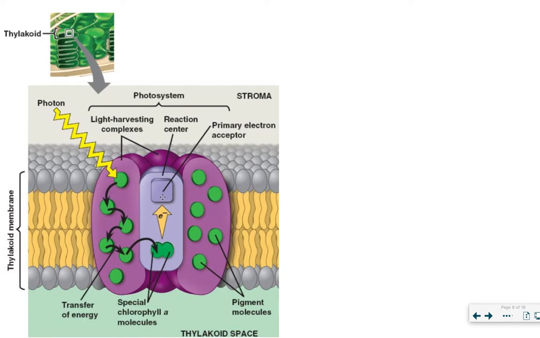The electrons of those chlorophyll molecules are actually transferred to the primary electron acceptor. So once those electrons are excited, they are involved in a redox reaction where they are donated to the primary electron acceptor, and then the primary electron acceptor is reduced and will donate its electrons to the electron transport chain that we'll talk about here in a moment.